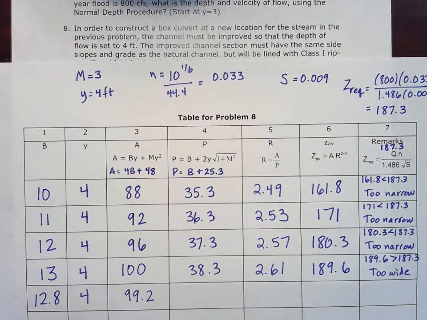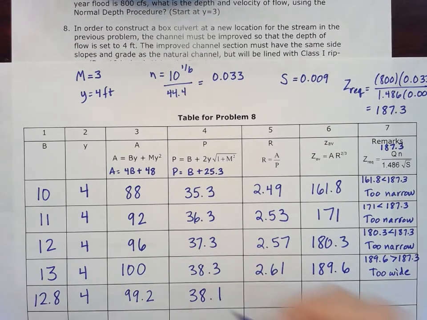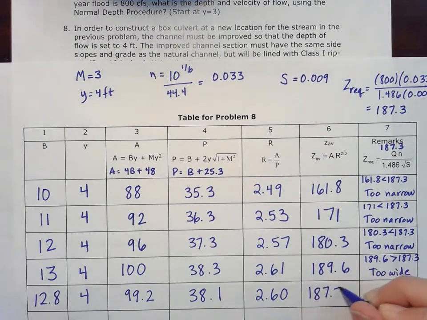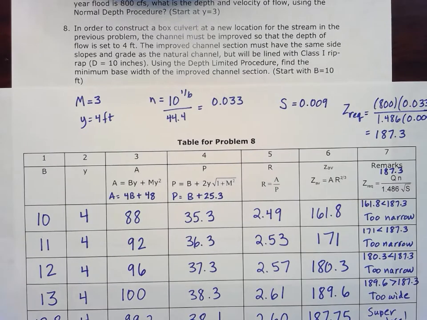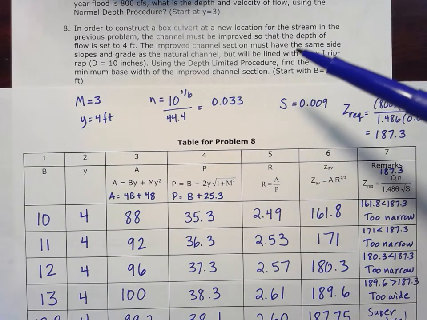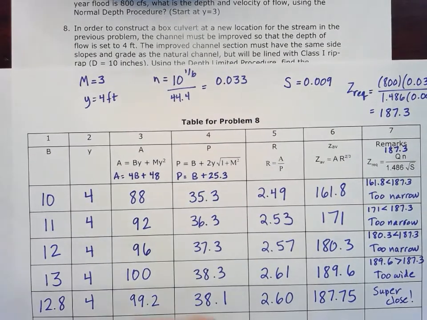So now I get a 99.2 for my area. Now I'm kind of in between here, so I'm down to 38.1. 2.60, so very close to what I had before, but just a little different. And look at that, 187.75. So that is super close, and we will call that the winner. Okay, 187.75 versus 187.3. And then just finishing up the problem, it does ask us to find the minimum base width. And so we've got that minimum base width here is going to be the 12.8 feet.